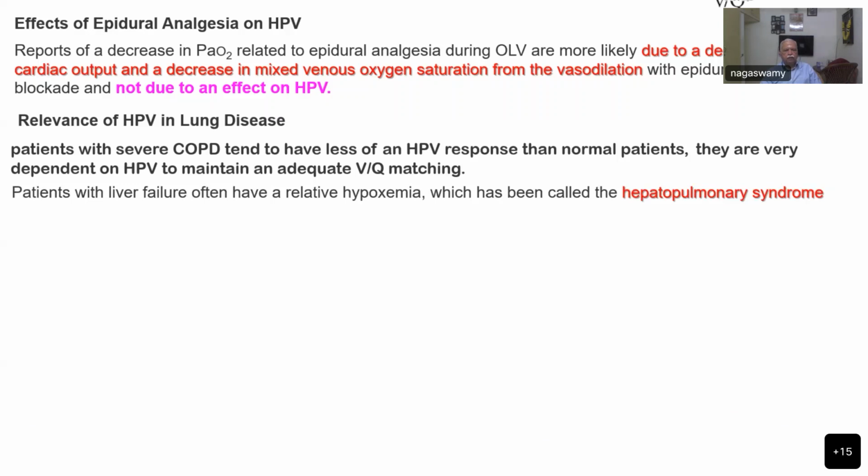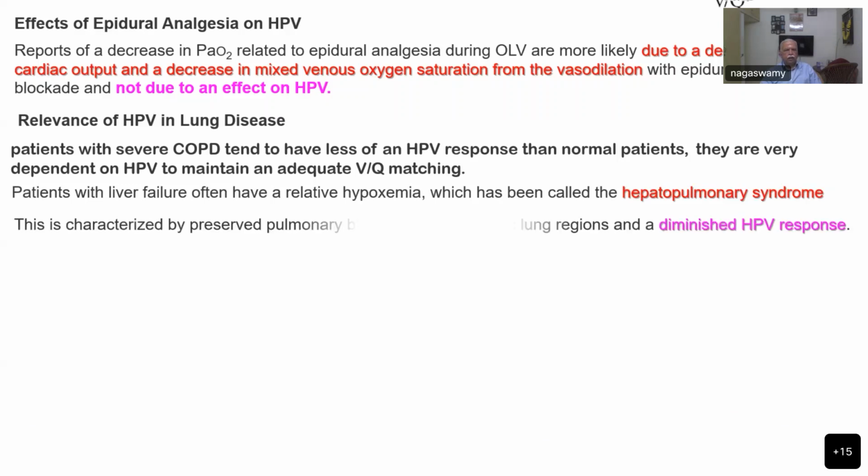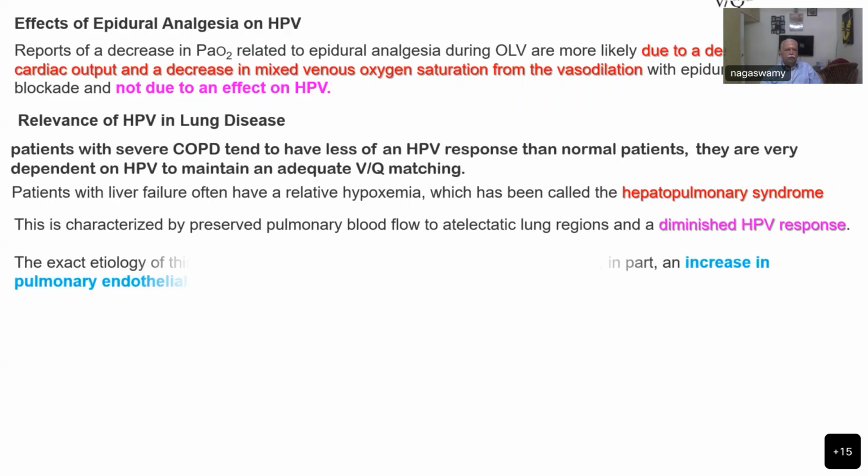And patients with liver failure often have relative hypoxemia, which is called hepatopulmonary syndrome. This is characterized by preserved pulmonary blood flow to atelectatic lung regions because the HPV response is diminished in these patients. So they go in for orthodeoxia and platypnea. All these things are because of the effect on the HPV.